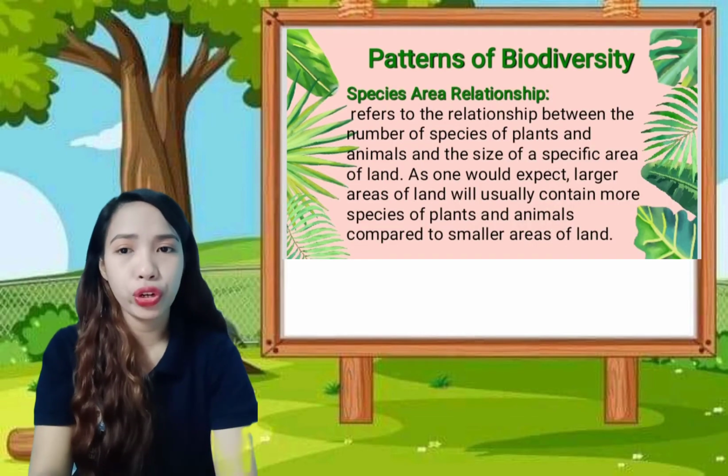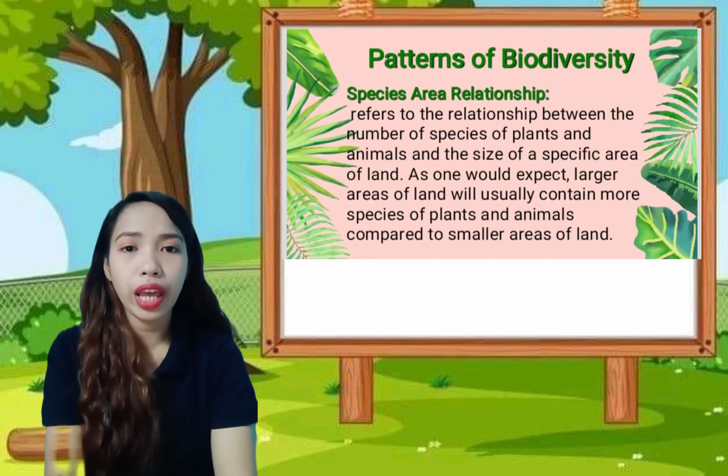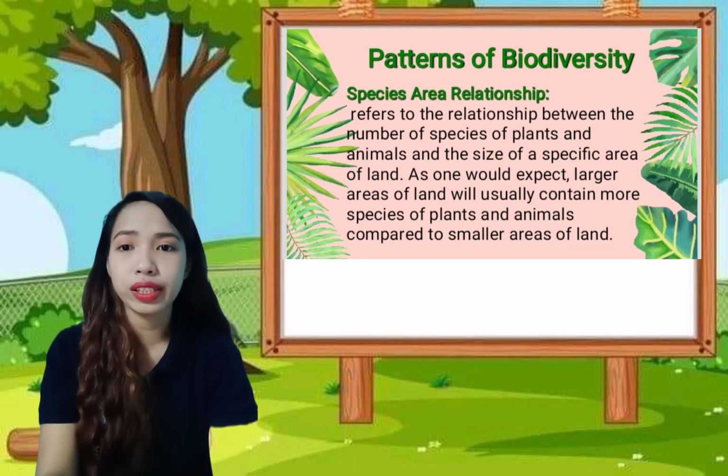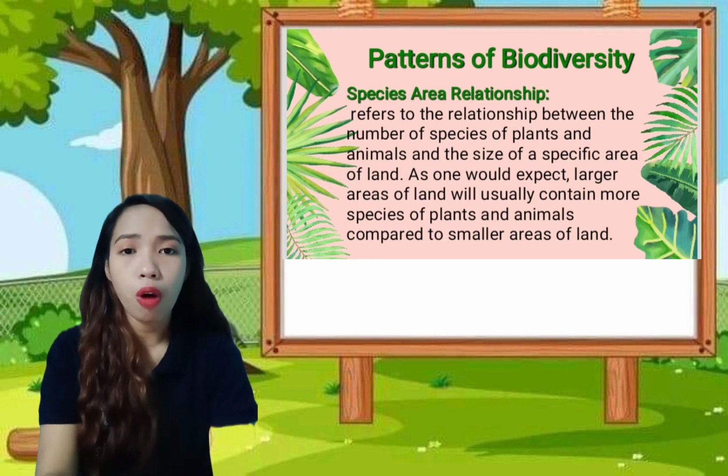Patterns of biodiversity. First, species-area relationship refers to the relationship between the number of species of plants and animals and the size of a specific area of land. As one would expect, larger areas of land will usually contain more species of plants and animals compared to smaller areas of land.